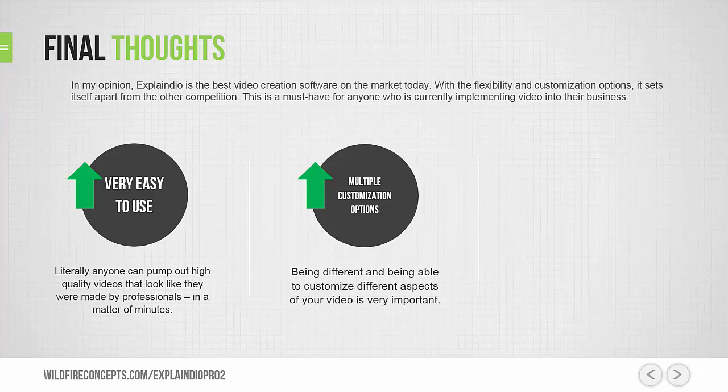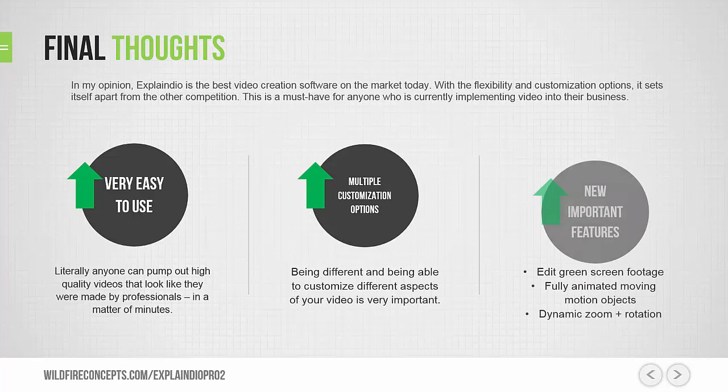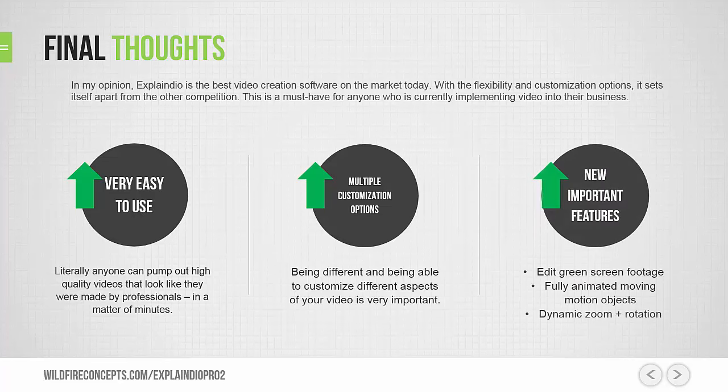And with Explaindio 2.0, there were three main features that were really important to me that I really appreciated. Number one, the option to edit your green screen footage. I used to have to edit my footage in Adobe After Effects, and now I can edit my footage right inside of Explaindio while I'm editing the rest of my video. Also, the option for fully animated moving motion objects. That really just gives you the option to make your videos look even more professional than your competitors and really set yourself apart. And last but not least, the dynamic zoom and rotation, which really allows you to direct the attention of your visitor to a certain part of your video at any given time.